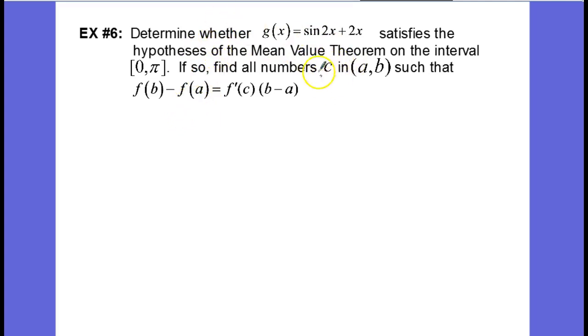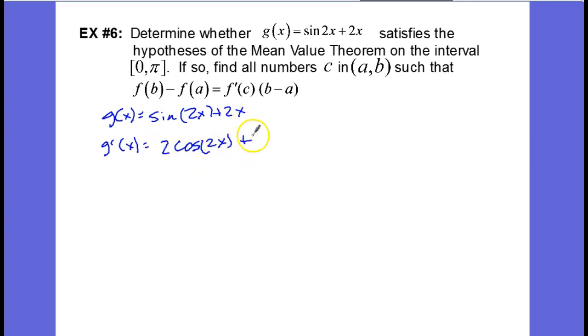So let's see if we can find these values c in the open interval 0 pi such that the mean value theorem would be satisfied. So first of all, let's take a look at this function g of x. So g of x is equal to sine 2x plus 2x. And if we differentiate this, we get g prime of x is equal to the derivative of sine is cosine of 2x. Now, applying the chain rule, we differentiate 2x, and the derivative of 2x is 2, so that comes out front. And the derivative of 2x, again, is 2. So there we have our first derivative.